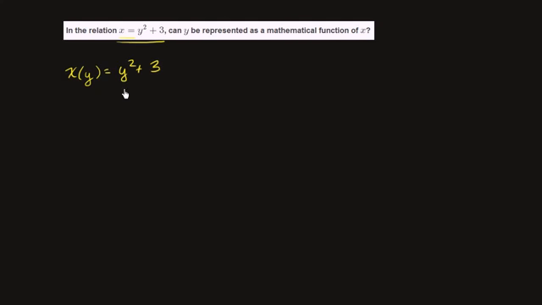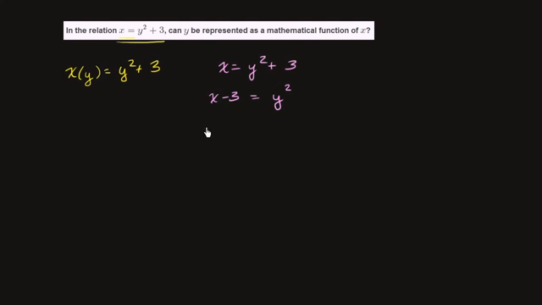of x. So one way you could think about it is you could essentially try to solve for y here. So let's do that. I have x is equal to y squared plus 3. Subtract 3 from both sides. You get x minus 3 is equal to y squared. Now the next step is going to be tricky. x minus 3 is equal to y squared.